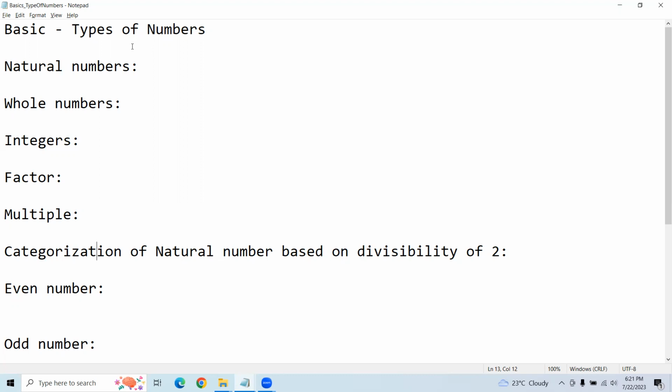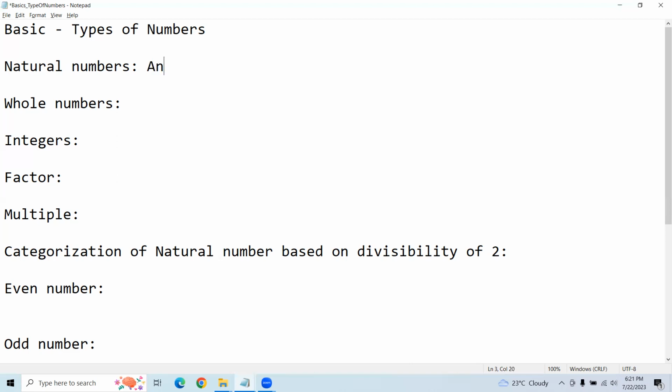So in maths also, we learn a lot of advanced topics. We learn trigonometry, statistics, etc. But we forget or ignore the basics, like types of numbers. So today we are going to look at types of numbers. Let's start. Natural numbers.